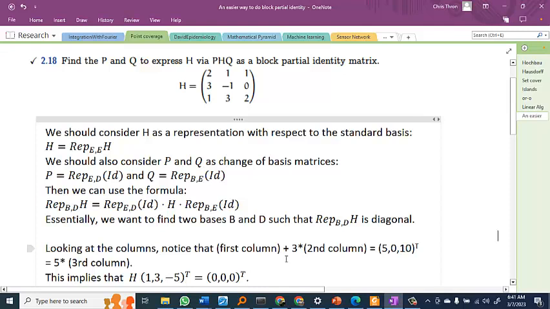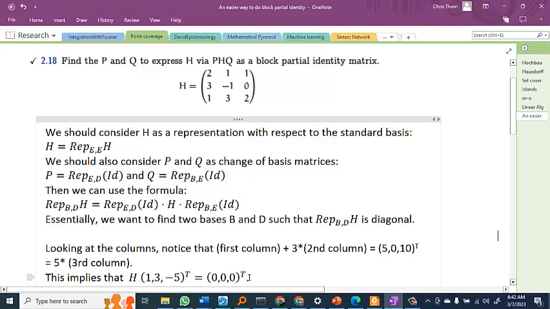So what does that mean? That means that H times the vector 1, 3, minus 5 is equal to the 0 vector. Now this is a column vector. I'm lazy, I don't want to write it as a column, so I write it as 1, 3, minus 5 transpose. Remember, this matrix equation here is a linear combination of the columns of H. H times this column vector means I take 1 times the first column of H plus 3 times the second column of H minus 5 times the third column of H. So I found a vector that maps to the 0 vector.